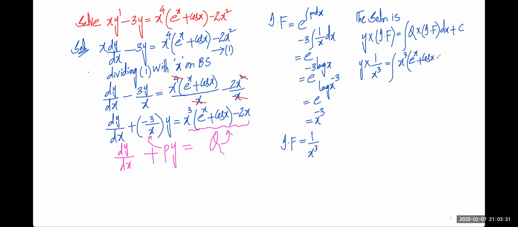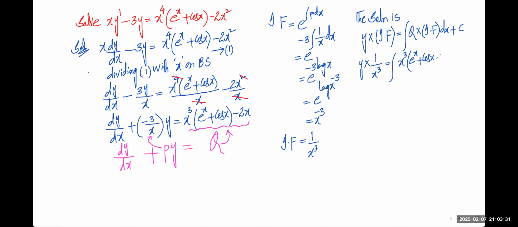Okay, so the terms which are cancelled here: these two terms are cancelled, x cube cancels, and this one is cancelled. So finally, y by x cube is equal to the integral of what is left here: e power x plus cos x, minus 2 by x square, into dx.